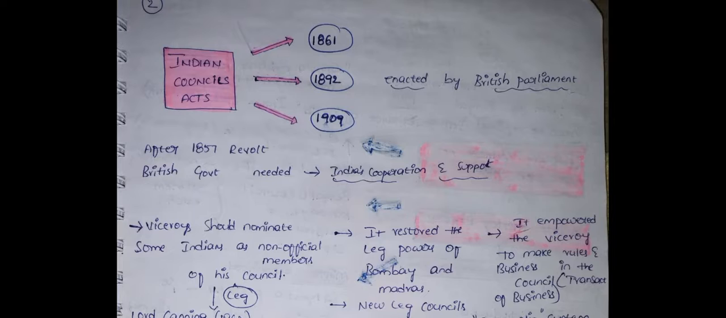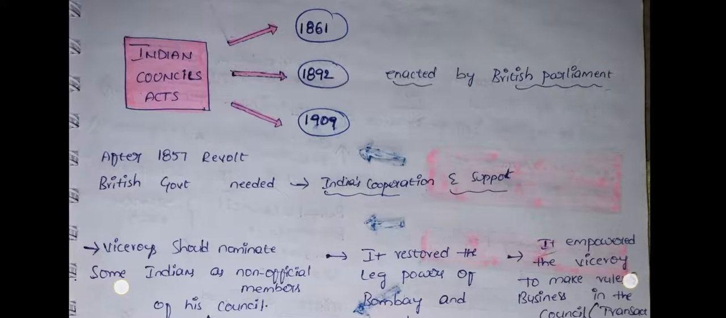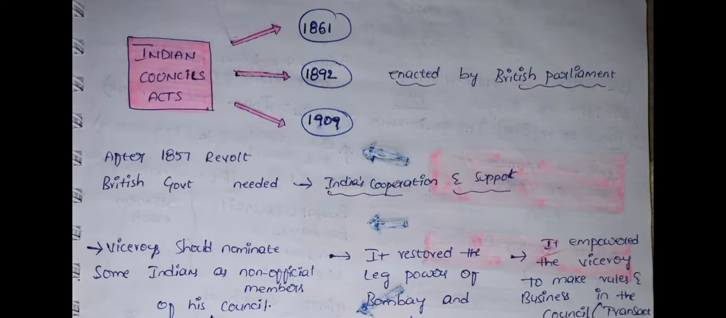After the 1858 Act, we have the Indian Councils Acts. Three Councils Acts were there: 1861, 1892, and 1909. These Councils Acts were enacted by the British Parliament. The main motive was Indians' cooperation. They needed the Indians' cooperation and support for the British Indian government after the 1857 revolt.